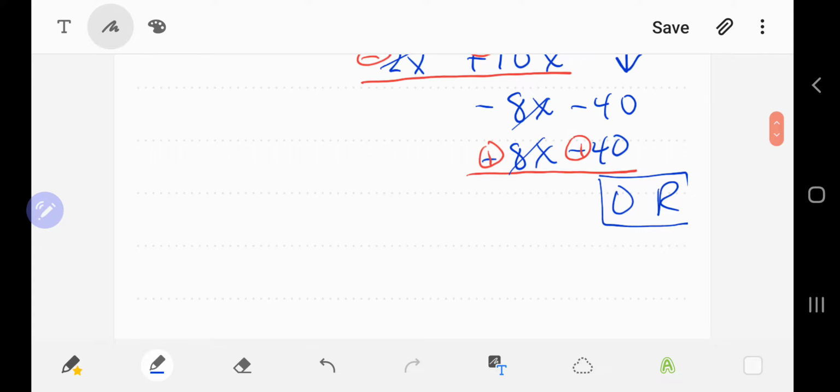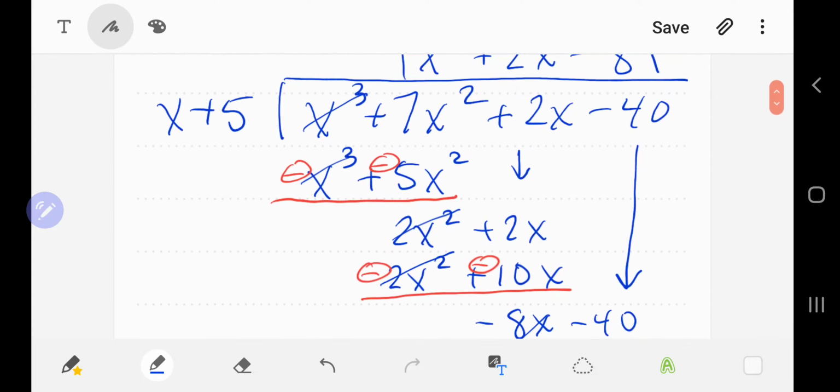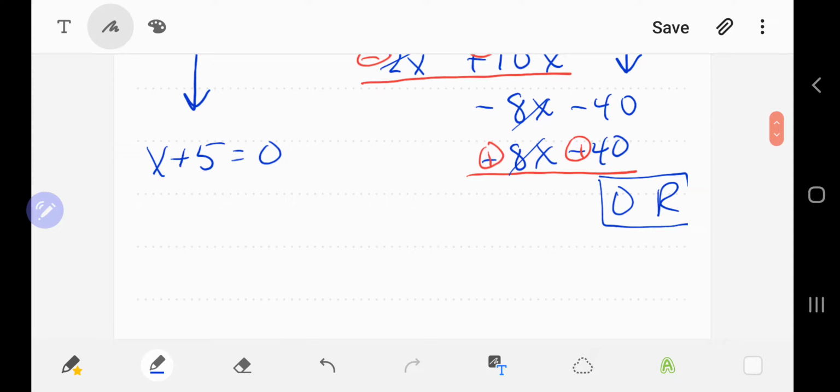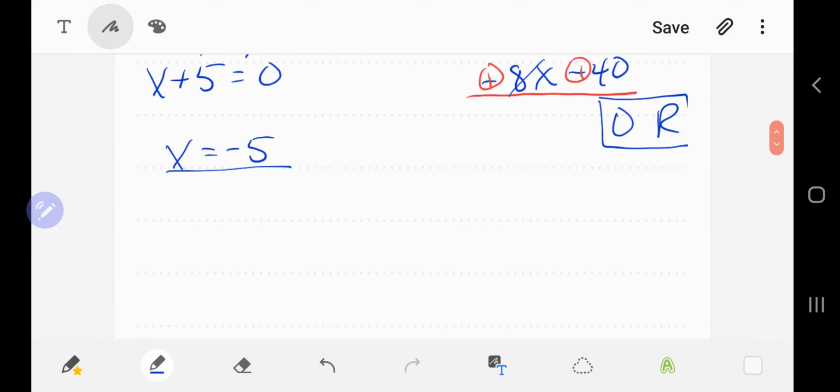Now for the second part, we're going to look at this using synthetic division. When you're doing synthetic division, the first step says you take the divisor, you set that equal to 0 and solve. So we're going to set x plus 5 equal to 0. Moving the plus 5 over makes it negative 5. And then this negative 5, we're going to put that in a box.